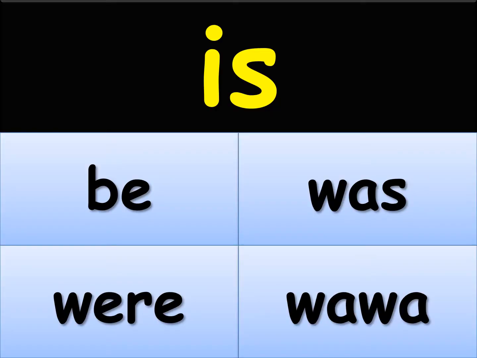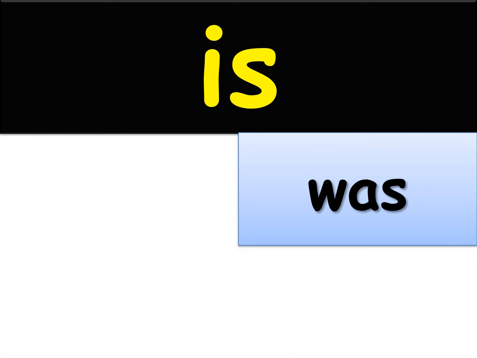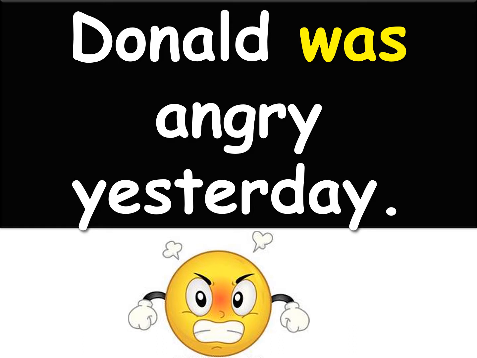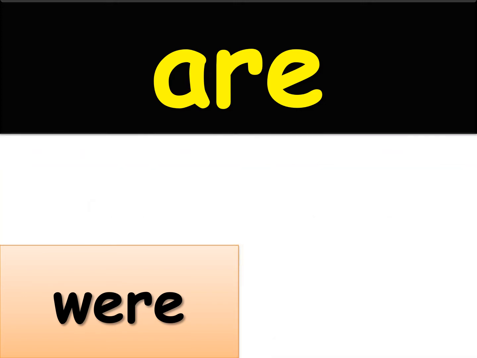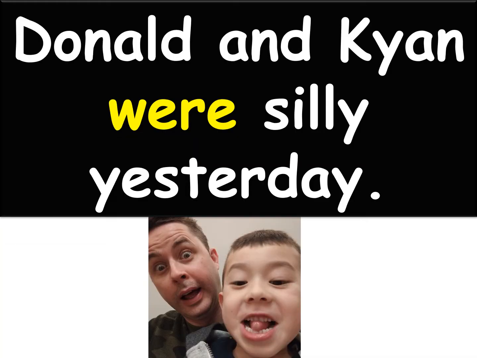Number 1, the verb was is, and in the past tense, it changes to was. As an example, Donald was angry yesterday. Number 2. The verb was are, and in the past tense, it changes to were. Donald and Kyan were silly yesterday.